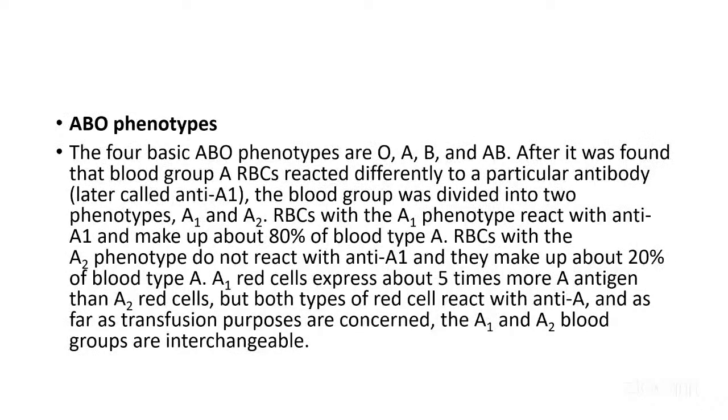Now, the ABO phenotypes. The 4 basic ABO phenotypes are O, A, B, and AB. It was found that blood group A RBCs reacted differently to a particular antibody, later called anti-A1. The blood group was divided into 2 phenotypes, A1 and A2. RBCs with the A1 phenotype react with anti-A1 and make up about 80% of blood type A. RBCs with the A2 phenotype do not react with anti-A1 and make up about 20% of blood type A.